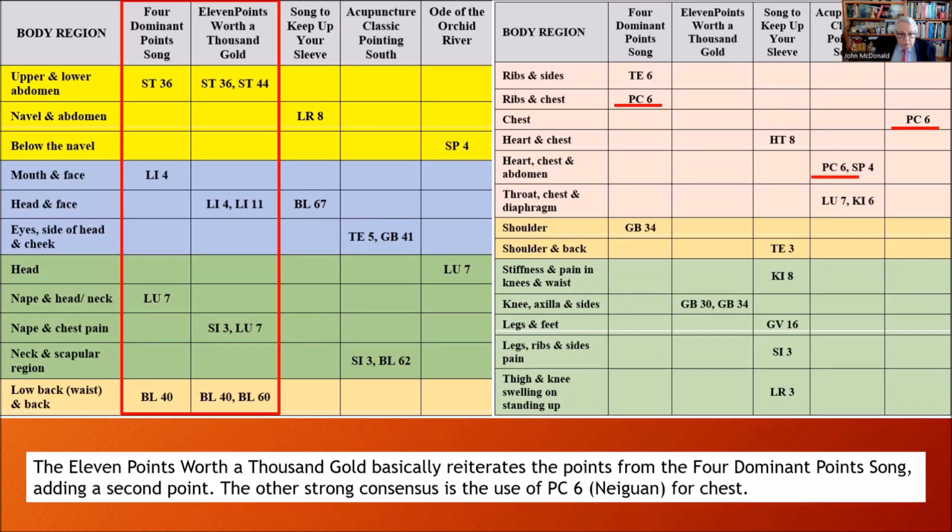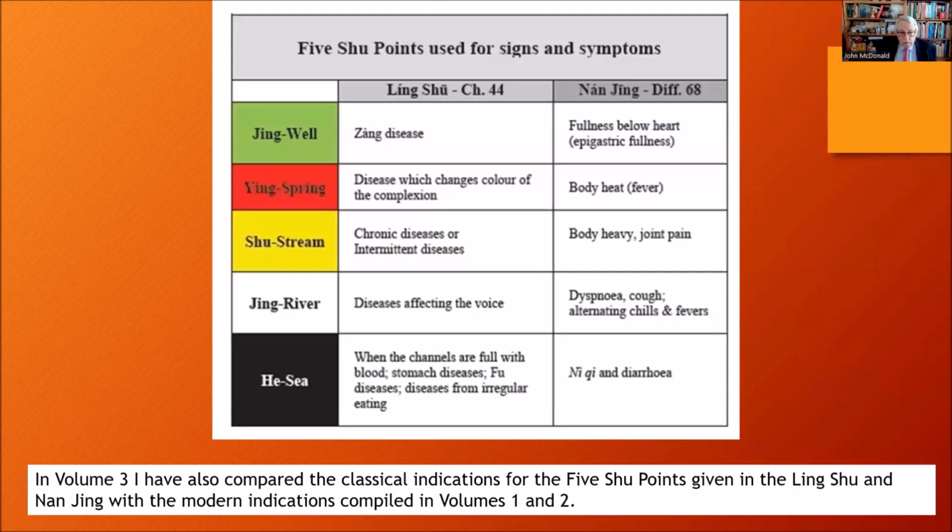The 11 points worth 1,000 gold basically reiterates the points from the 4 dominant points song, adding a second point. The other strong consensus is the use of pericardium 6 for chest. In volume 3, I have also compared the classical indications for the 5 shu points given in the Ling Shu and Nanjing with the modern indications compiled in volumes 1 and 2.